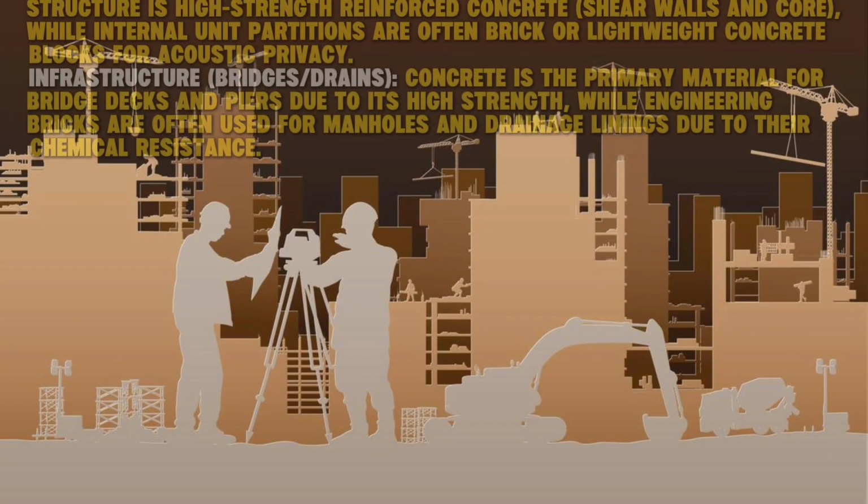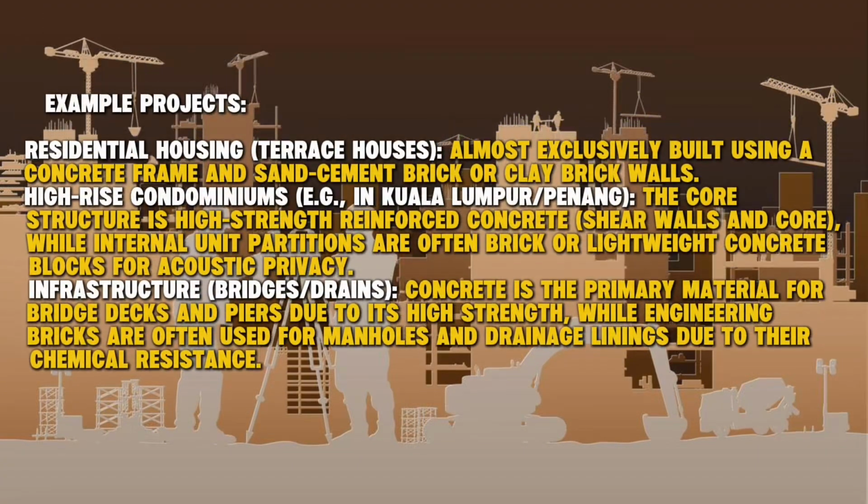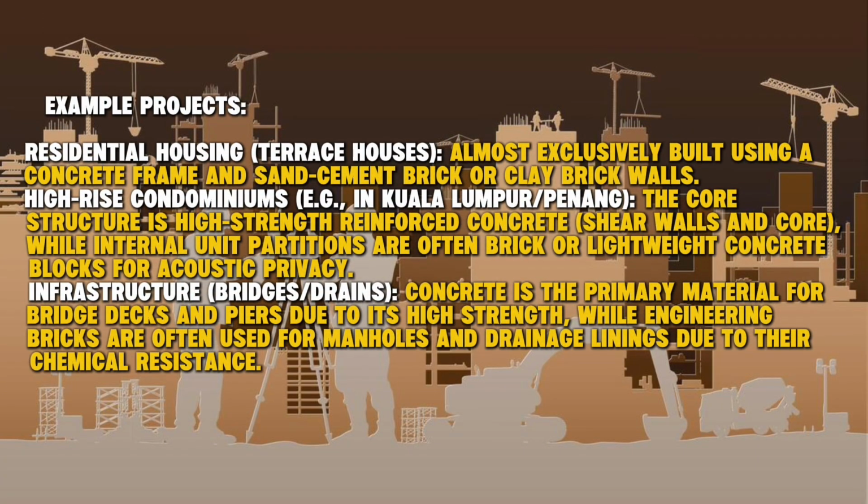Some project examples: first, residential housing, such as terrace houses, almost exclusively built using a concrete frame and sand cement brick or clay brick walls. Secondly, high-rise condominiums, such as in Kuala Lumpur and Penang. The core structure is high-strength reinforced concrete, while internal unit partitions are often brick or lightweight concrete blocks for acoustic privacy. The third one is infrastructure, which is the bridges and drains.